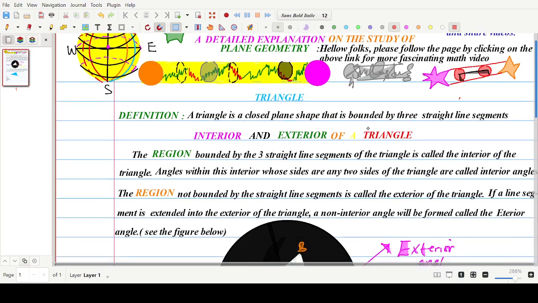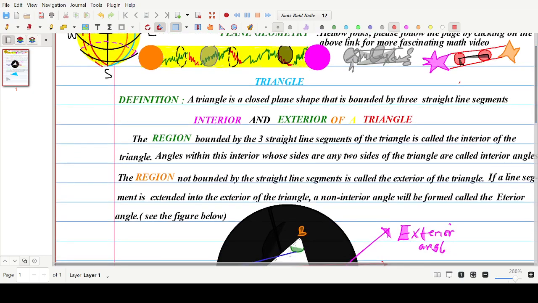Now, let's look at the first. The region bounded by the three straight line segments of the triangle is called the interior of the triangle. So, in this case, interior is a region. When we say the interior of a triangle, we mean a region, and that region is bounded by the three straight line segments of the triangle. So any region that is captured by these three straight line segments of a triangle, the name of that region is called the interior of the triangle.